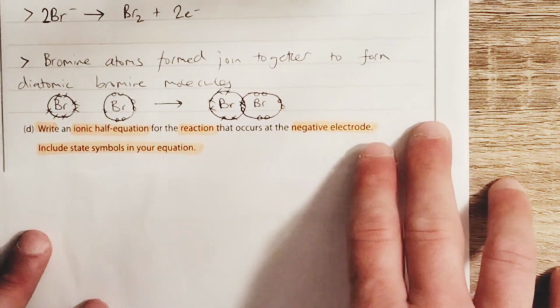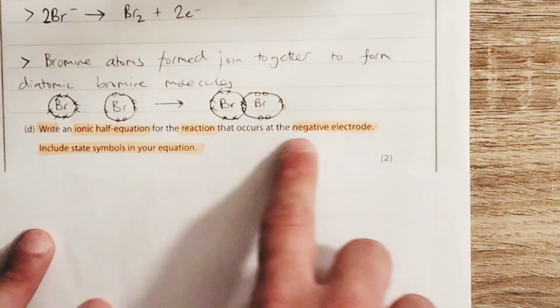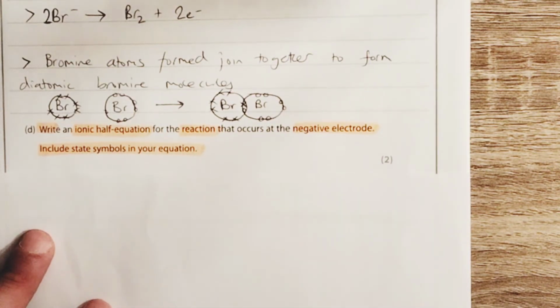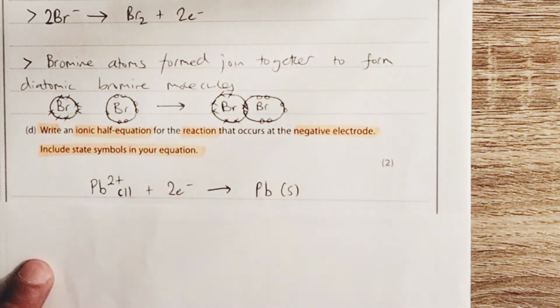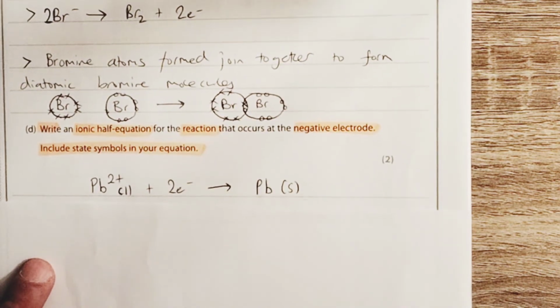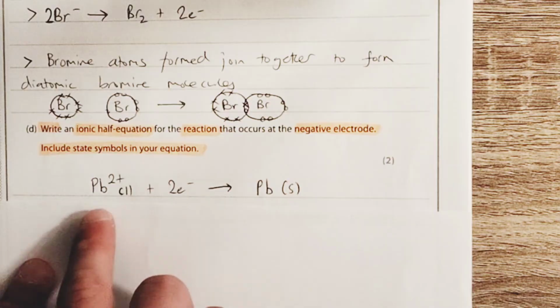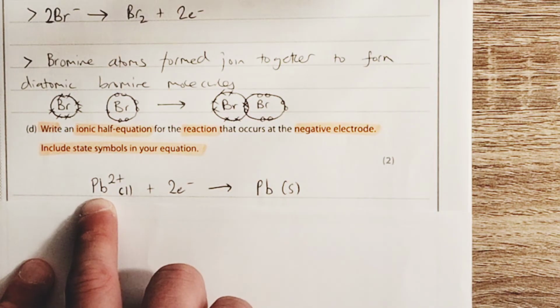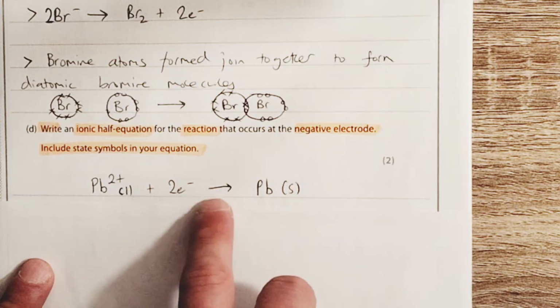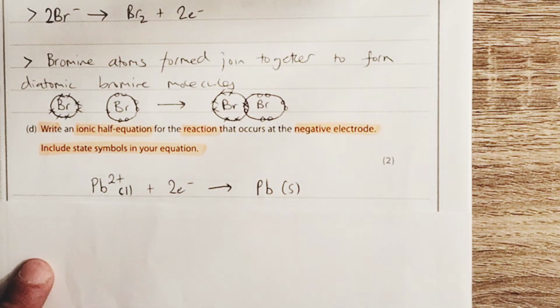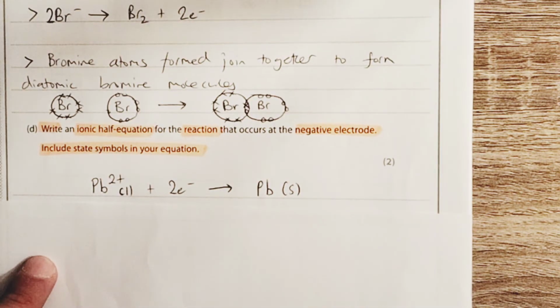Finally, we're being asked to write an ionic half equation for the reaction that takes place at the negative electrode, known as the cathode. Include state symbols. Again, the half equation tells us the redox story of what was going on. If I read it through, the lead 2+ ion arrives at the negative electrode and gains 2 electrons and becomes a lead atom. That's what the half equation is trying to tell us.